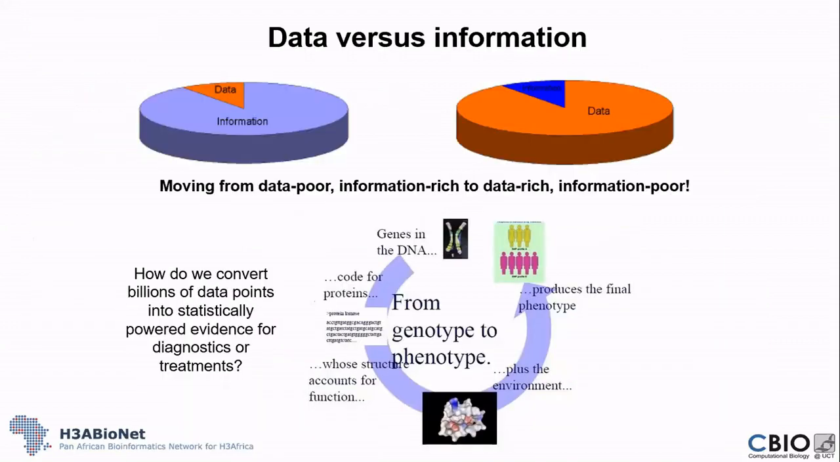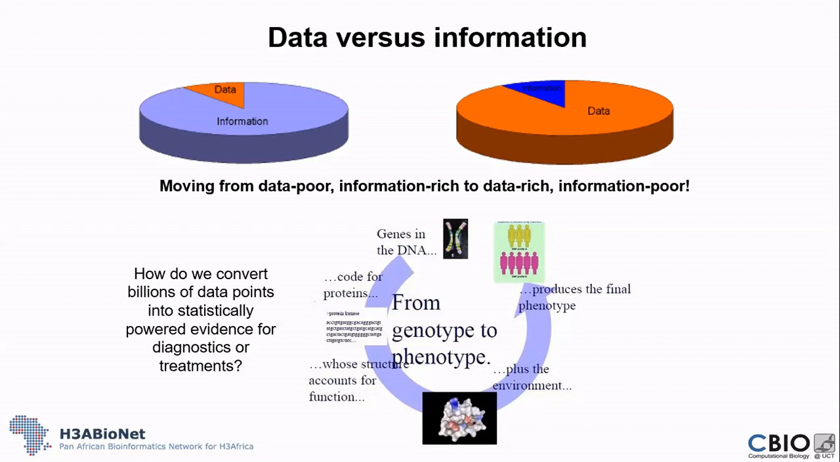And the other problem is that we've moved from the little pie chart on the left, where, in the past, when I did my PhD, we had a little bit of data, but lots of information. So we had data, but we knew a lot about that data because we were hand curating things. Now we have loads of data, but not that much information about each of those data points. So we're moving from data poor, information rich, to data rich, information poor. And what's the point in having data if it's not going to lead to information and knowledge? So we need to convert billions of data points into statistically powered evidence for some particular application.